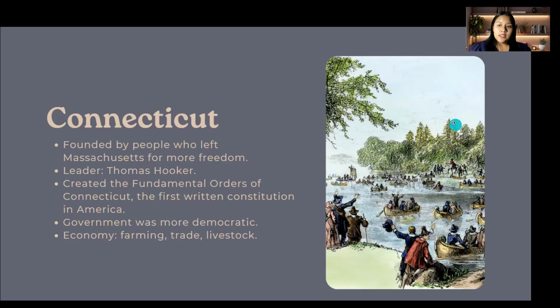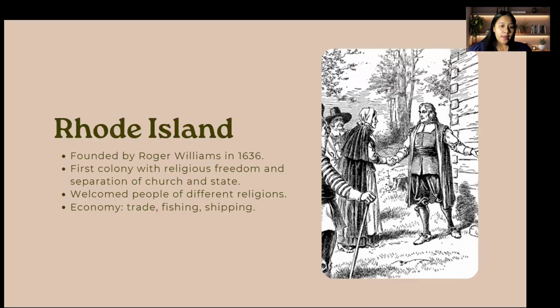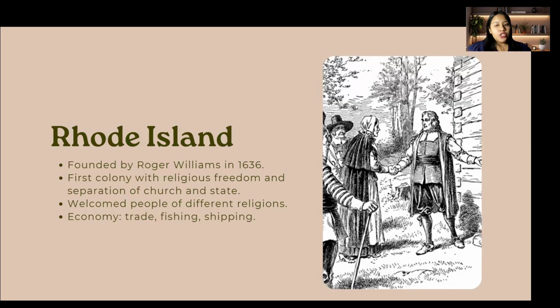So let's look at Rhode Island. Well, in the case of Rhode Island, it was founded in 1636 by Roger Williams. He believed that church and state should be separate, that everyone should have religious freedom. This was very different from Massachusetts, where religion controlled the government. Rhode Island welcomed people of different religions, including those who were not accepted in the other colonies. Because of this, it became the first colony with full religious freedom. Its economy was based on trade, fishing, and shipping.